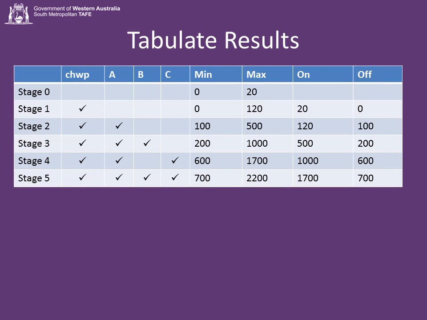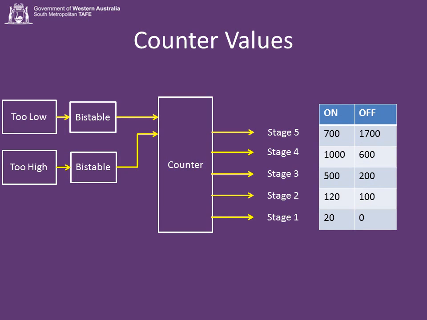Now I put in the on and off thresholds for each stage. I choose the on threshold by making it the maximum of the previous stage, and the off threshold is the minimum of the current stage. The structure of the program is going to be very similar to the previous one. We've got the on-off values. I'll leave it to you to fill in all the details.